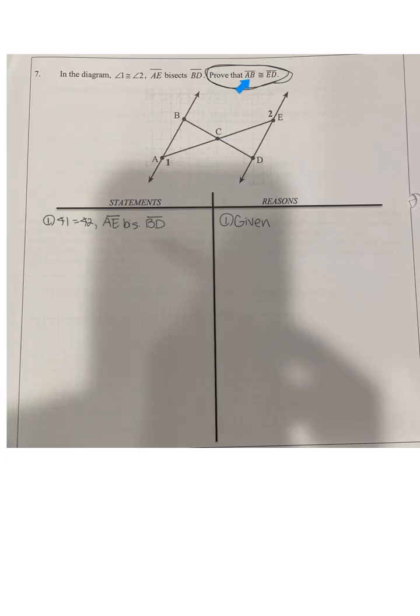So if they want you to prove this, I'm kind of in my brain working backwards. I know I have to prove those two triangles are equal first. Okay, so I hope that makes sense to you. I understand that they want me to prove AB is equal to ED, but what I actually first want to prove is triangle ABC is congruent to triangle EDC. It doesn't really matter what order they go in. Okay, so that's my goal. My goal is to prove these two triangles are equal.